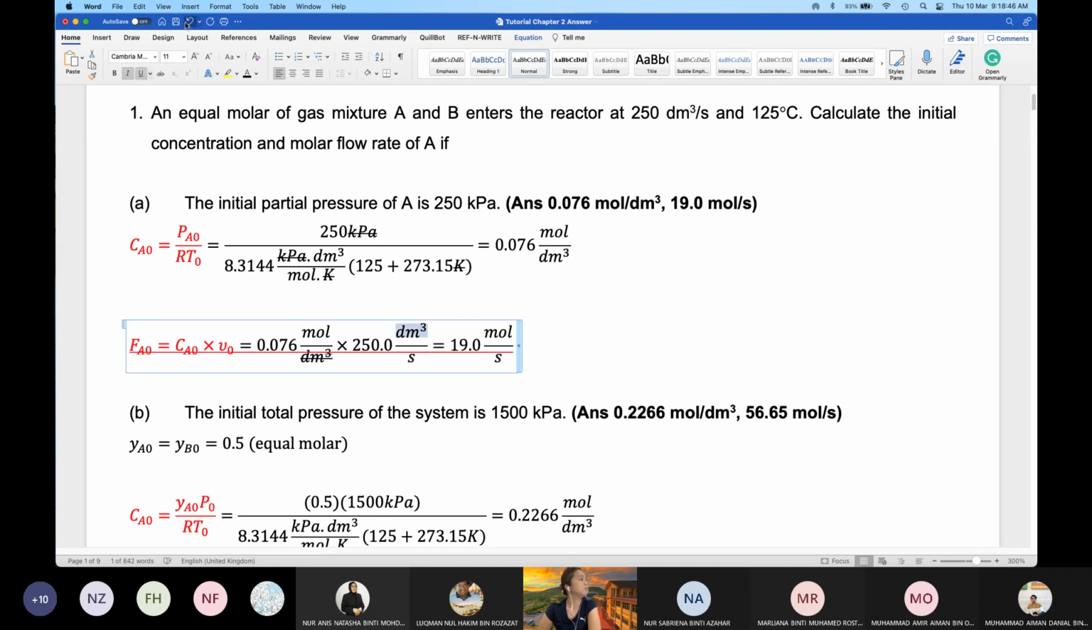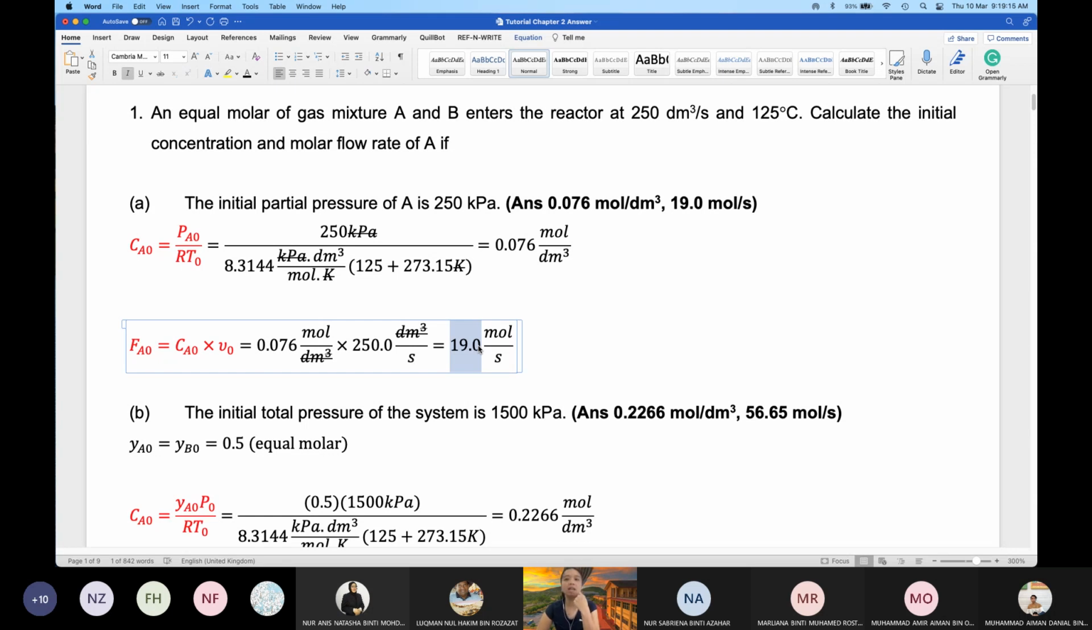Sorry, not volumetric flow rate unit. I can cancel the volume unit. You can see that I can cancel my dm cube with another dm cube. I'm left with mole per second. So again, I want to find molar flow rate, mole per second, mole per time. It is indeed molar flow rate. So very likely your calculation is correct. So you get the final answer as 19 mole per second.